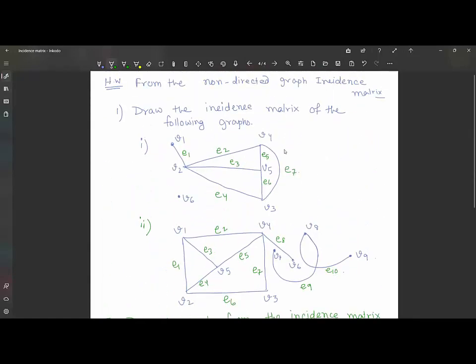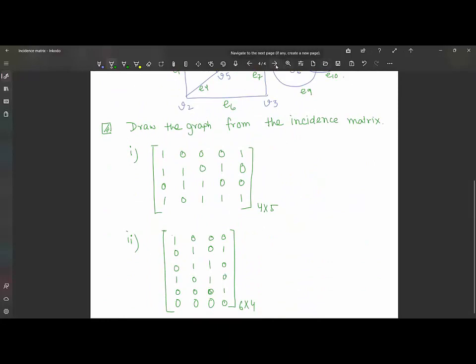So for the first two problems, these all are non-directed graphs. So first draw the incident matrix from the graph, and then from the incident matrix draw the graph.